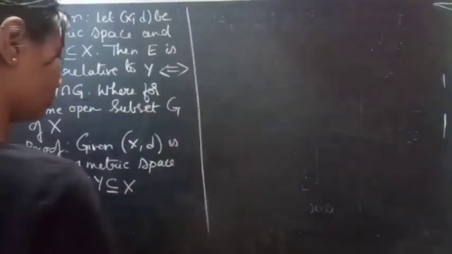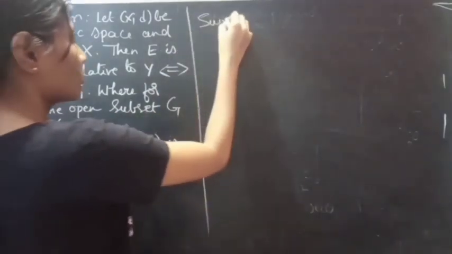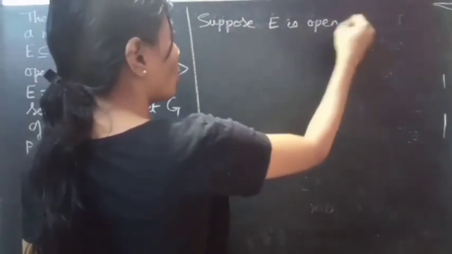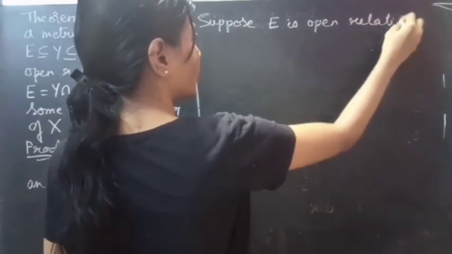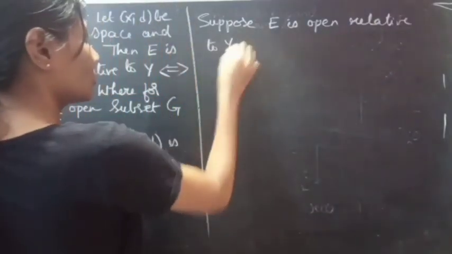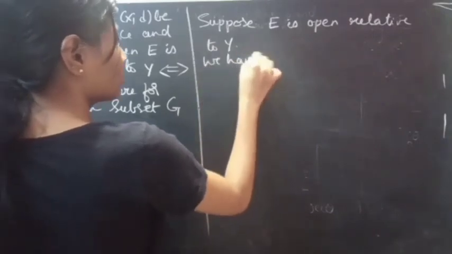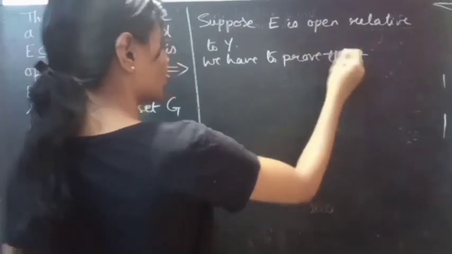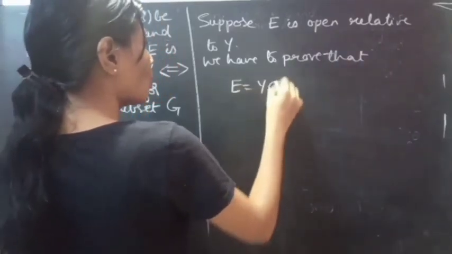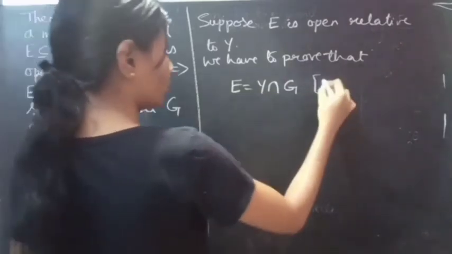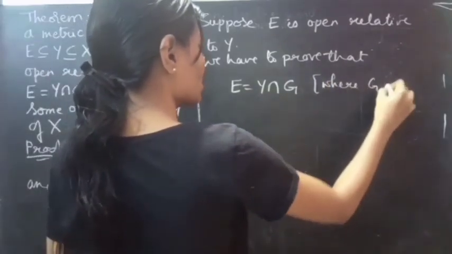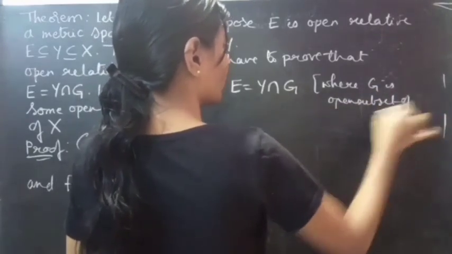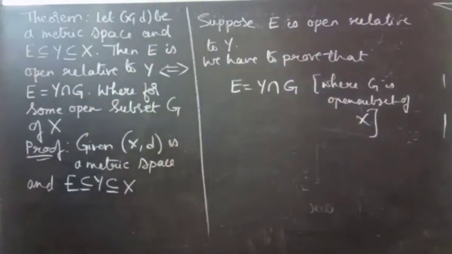Suppose E is open relative to Y. So here we have to prove that E equals Y intersection G, where G is an open subset of X.